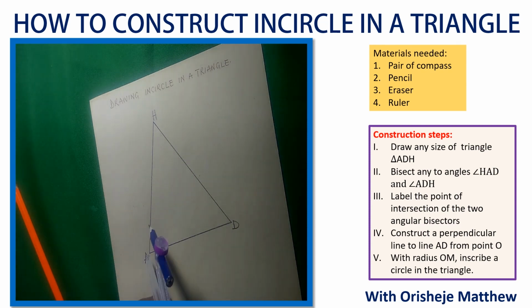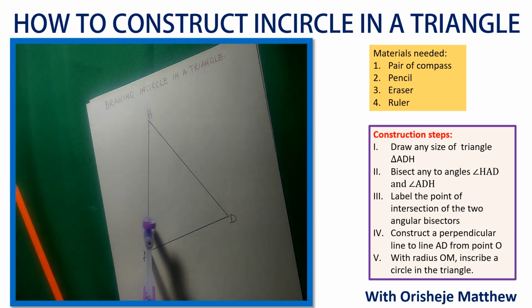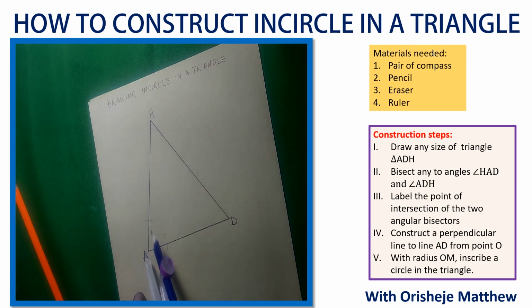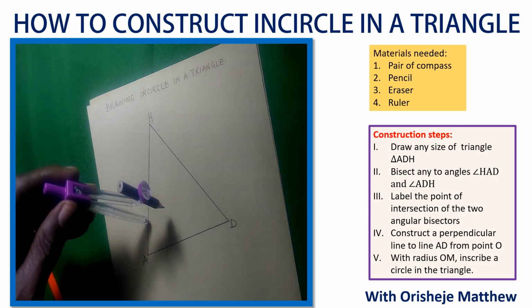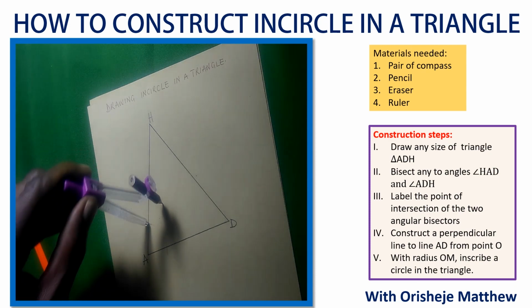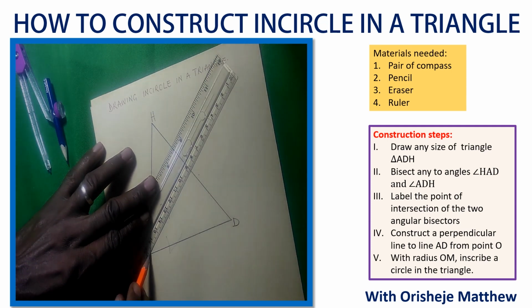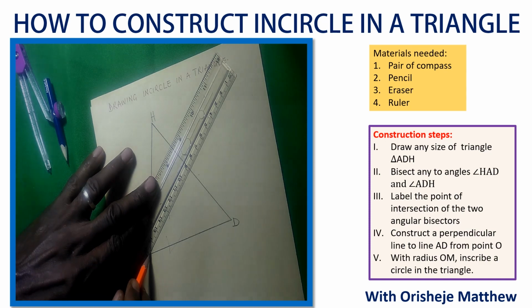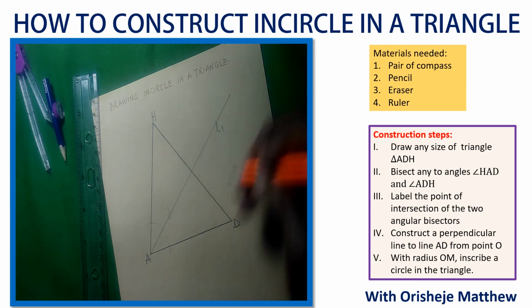So let's bisect angle A. To bisect angle A, put your pointed end at A, draw an arc to cut line AD and line AH. Then transfer it to this point, cut again within. Connect that point to A, that is the bisector of angle A. Trace it up. So this is L1.